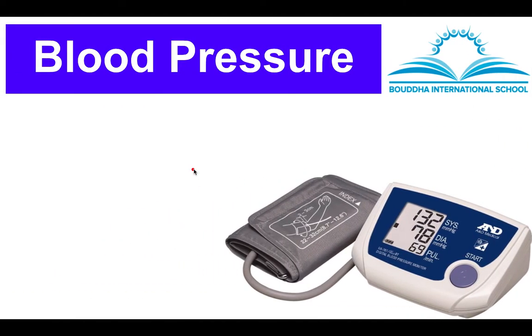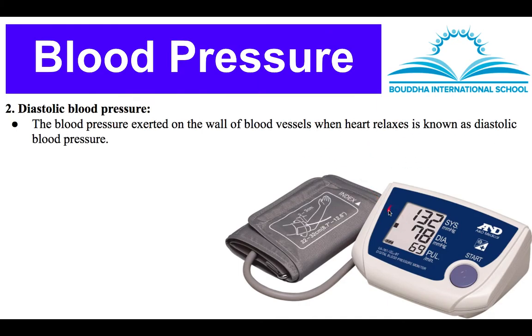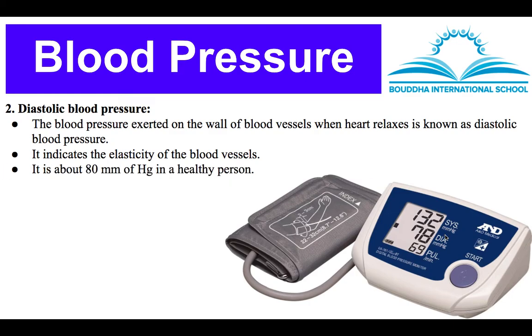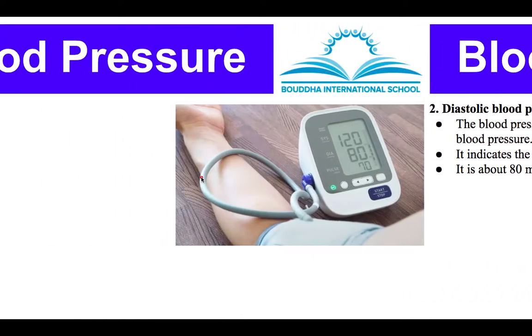Now let's go to diastolic blood pressure. It is created during the relaxation of the heart. That's why its value will be less. So in this device you can see it is diastolic. 'DIA' is diastolic. So during the relaxation of the heart, this blood pressure is created, and that's why it is called diastolic blood pressure. Its value is less than the systolic blood pressure, and it is about 80 millimeter of mercury in a healthy person.